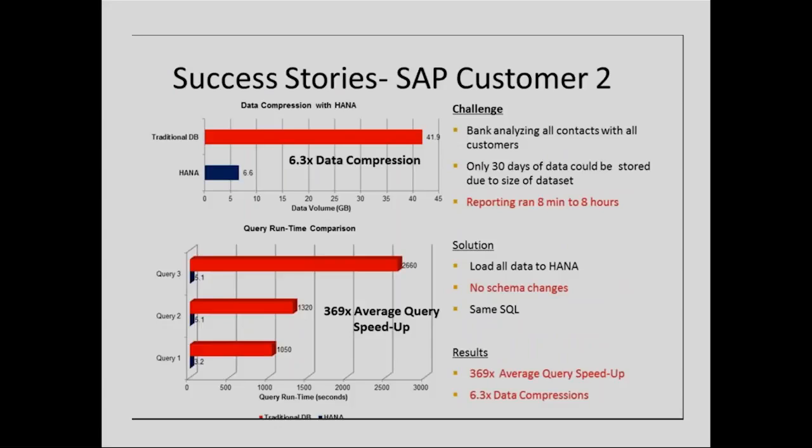Similarly, this is one more use case which talks about two major hallmarks of a database. One is data compression, and the other one is query execution. You can clearly notice on a traditional database, let's say I placed a certain amount of data, it took close to 42 GB of space. The same amount of information when I placed on top of HANA just took 6.6 GB of space.